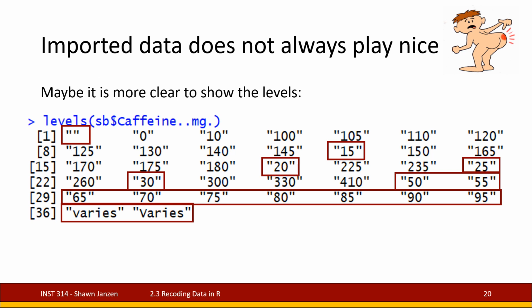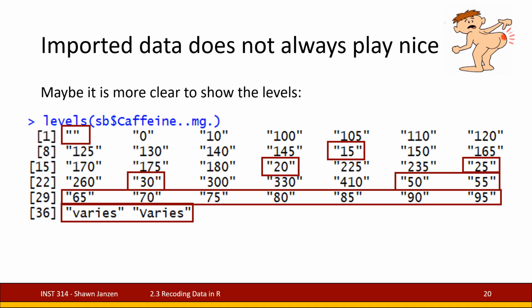The other thing wrong with this is that we see at the very bottom the 2 varies. One of them is capitalized, one of them is lowercase. And R is treating those as different things. And so that's, again, some sort of data entry error. If we were using this and wanting to work with it, we would want to combine those into a common group.